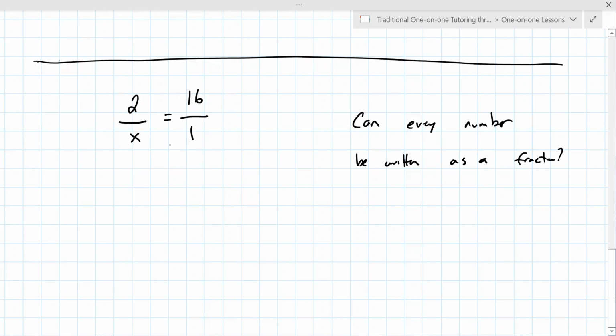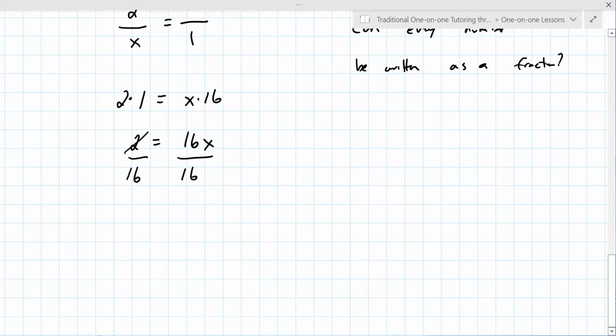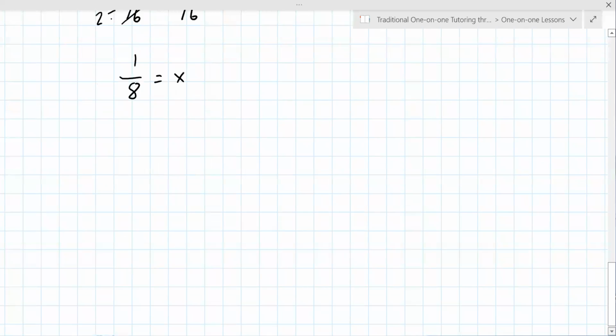Now notice when I cross multiply this time, 2 times 1 equals x times 16. 2 equals 16x. I'm going to divide both sides by 16. These both can be divided by 2. And so you get 1 over 8 equals x.